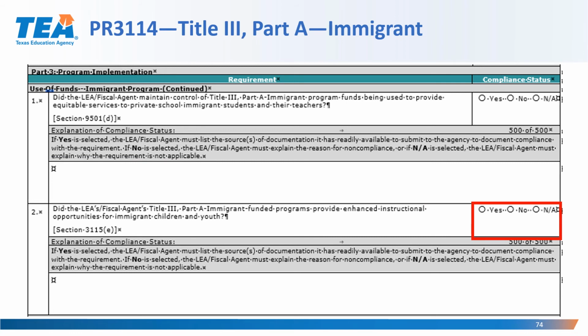The second question among the program implementation questions, did the LEA's Title III Part A immigrant-funded programs provide enhanced instructional opportunities for immigrant children and youth? Yes, no, or not applicable. The LEA is asked to explain the compliance status. If yes is selected, the LEA must list the sources of documentation. If no is selected, the LEA must explain the reason for noncompliance. Or if NA is selected, the LEA must explain why the requirement is not applicable.